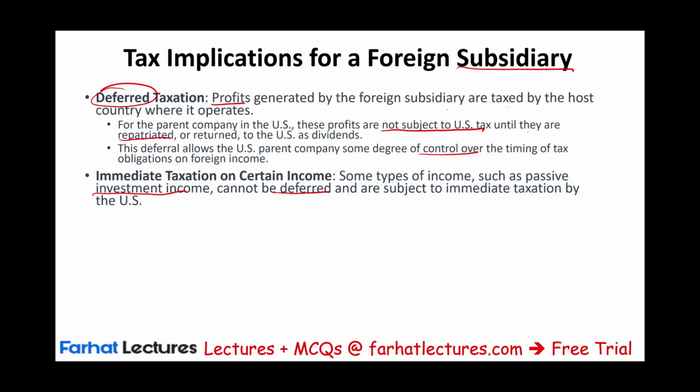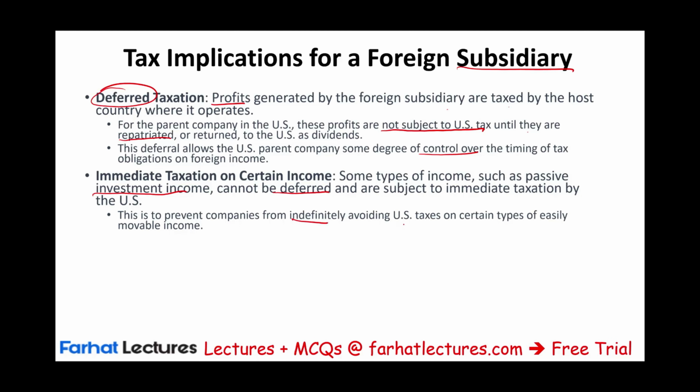Because think about it. If that was the case, many investments are easily transportable, like money, stocks. You put them in Europe or in a low-tax haven country. That's not acceptable. Those passive incomes are automatically taxed in the US. This is to prevent companies from indefinitely avoiding US taxes on certain types of easily movable income. Money, stocks, you can easily move them. Those are passive income. They are taxed immediately, whether it's a foreign subsidiary or a foreign branch.